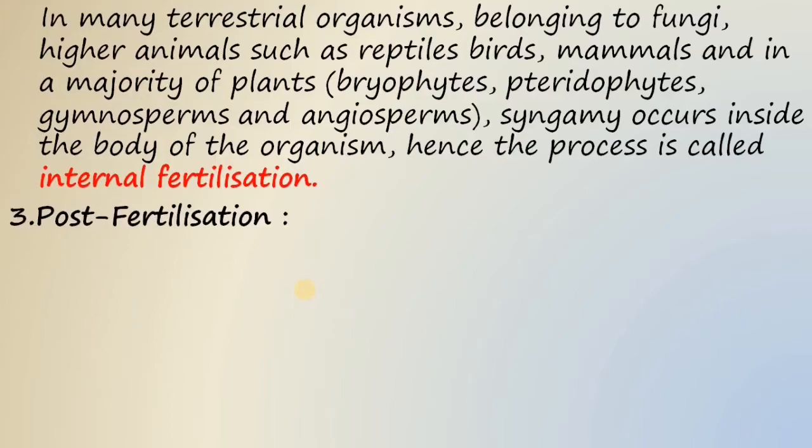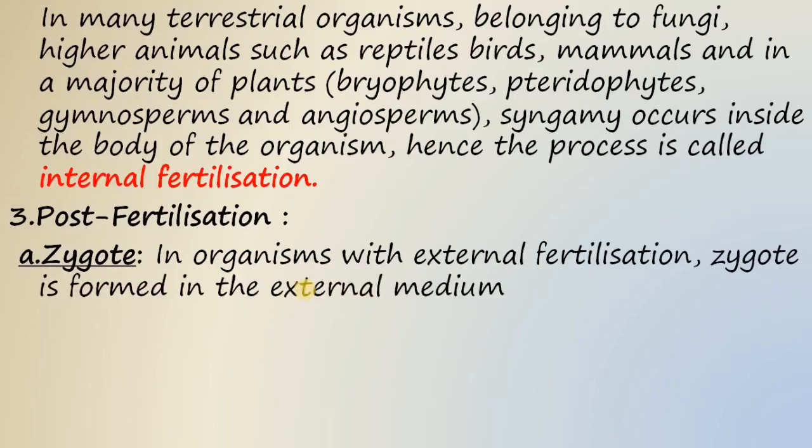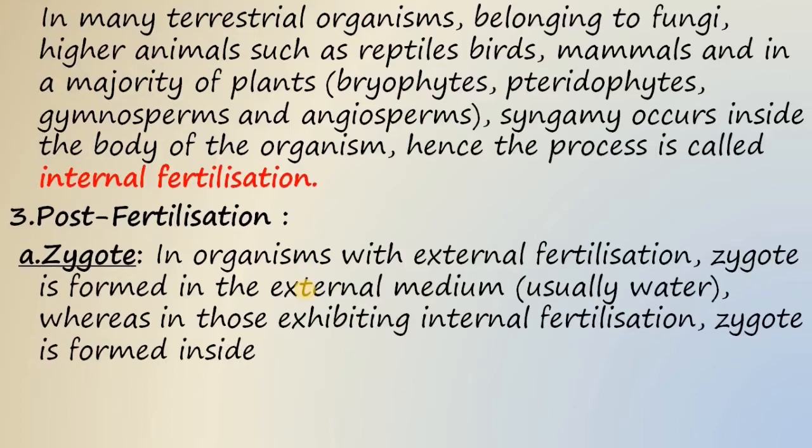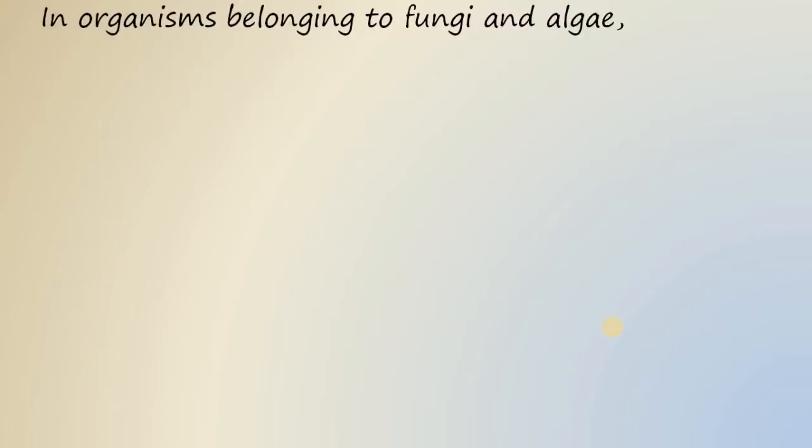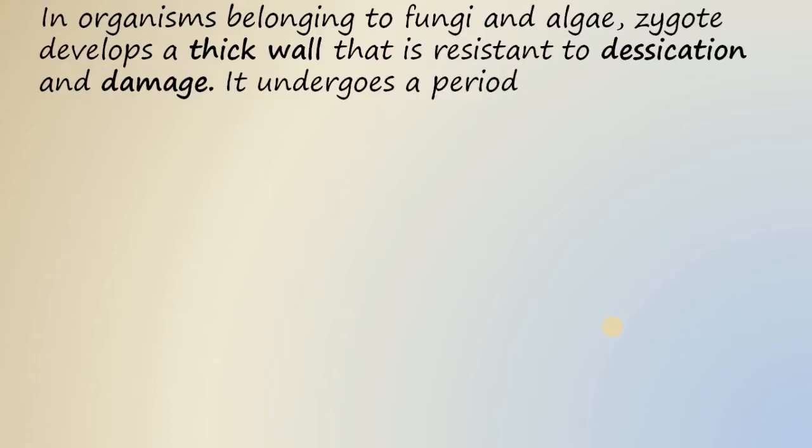Now, post-fertilization. First, we'll see the formation of the zygote. In organisms with external fertilization, the zygote is formed in the external medium, whereas in those exhibiting internal fertilization, the zygote is formed inside the body of the organism. Obviously, if the fusion takes place externally, the zygote will be formed in the external medium, but if it takes place internally, it will be formed inside. In organisms belonging to fungi and algae, the zygote develops a thick wall that is resistant to desiccation and damage. It undergoes a period of rest before germination. Since it is external, the zygote develops a thick wall on its own, so strong that nothing can harm or damage it. So it goes through a period of rest before it germinates.